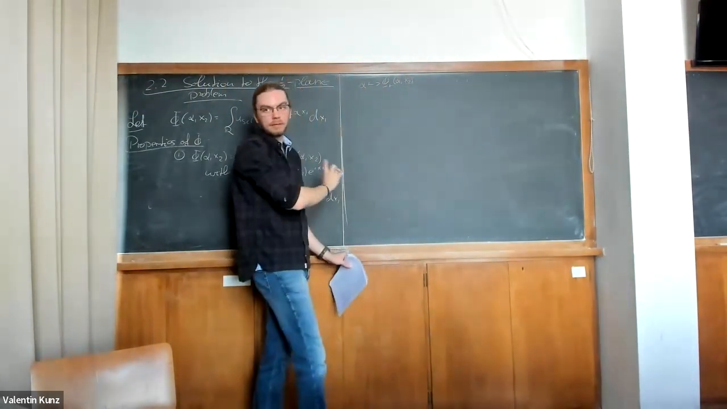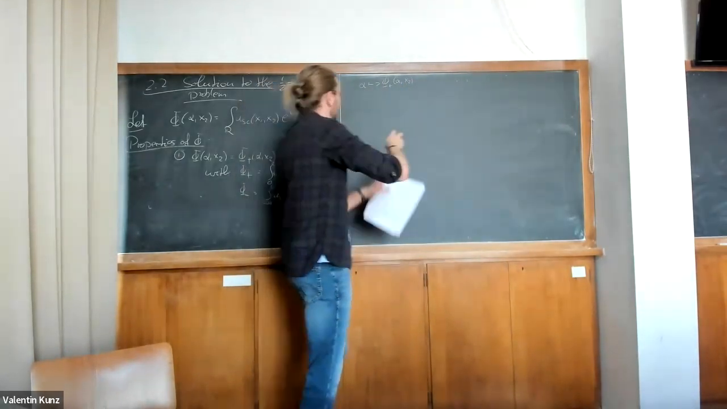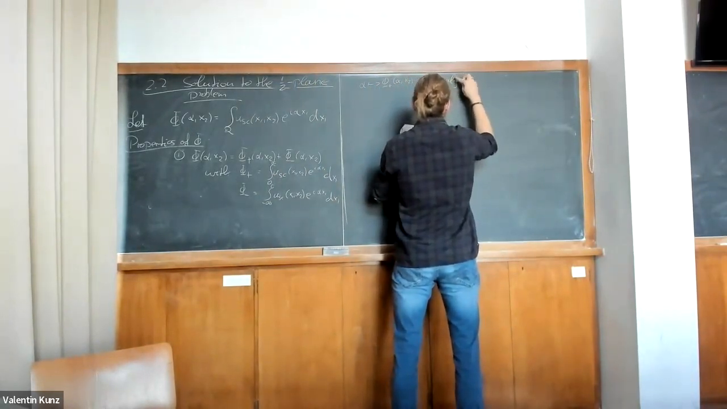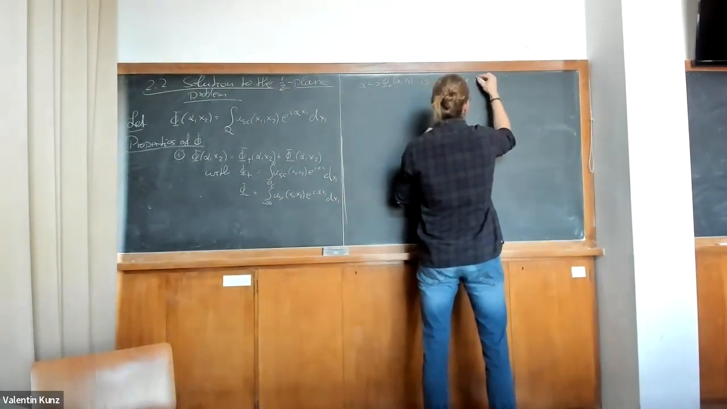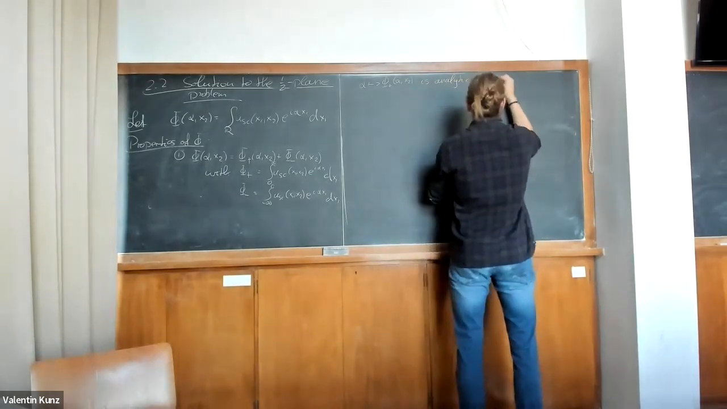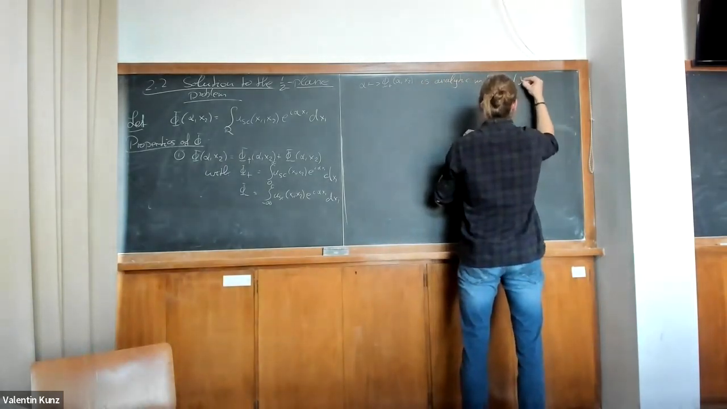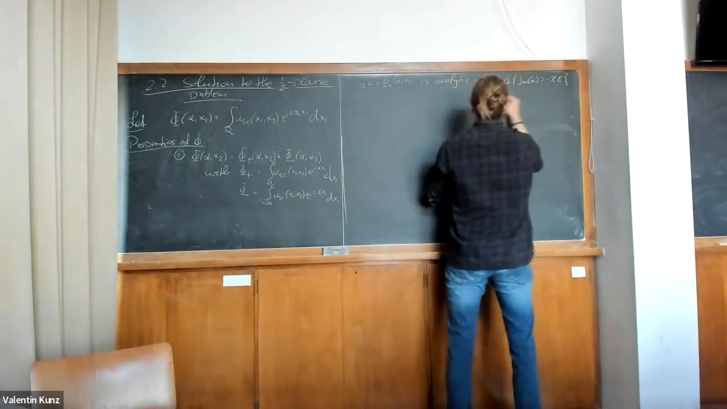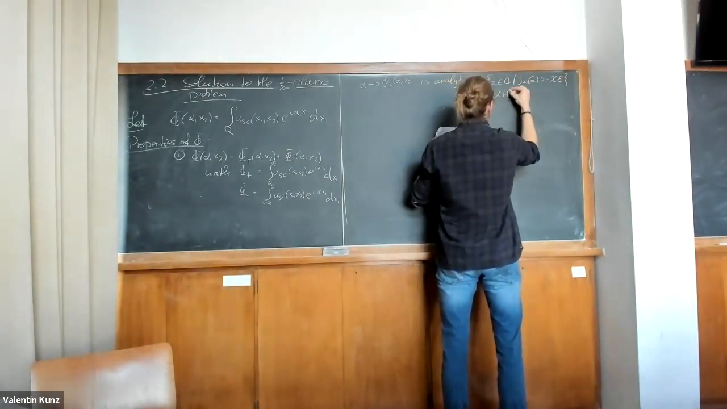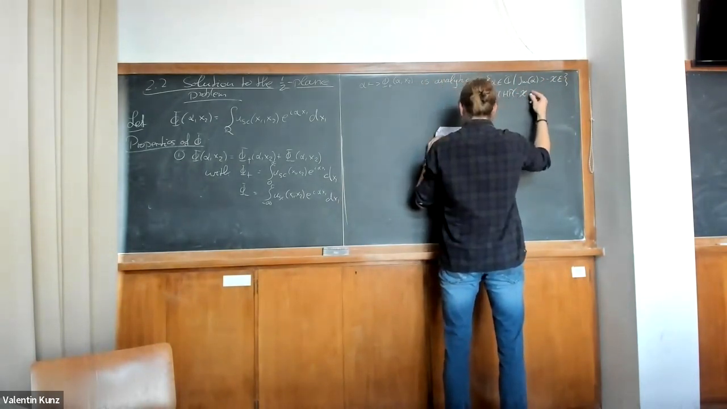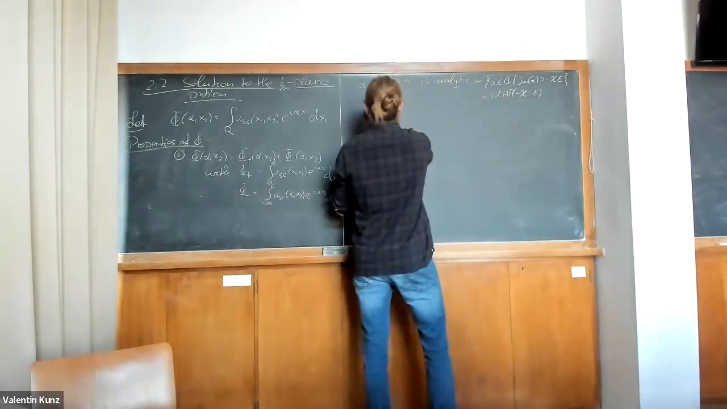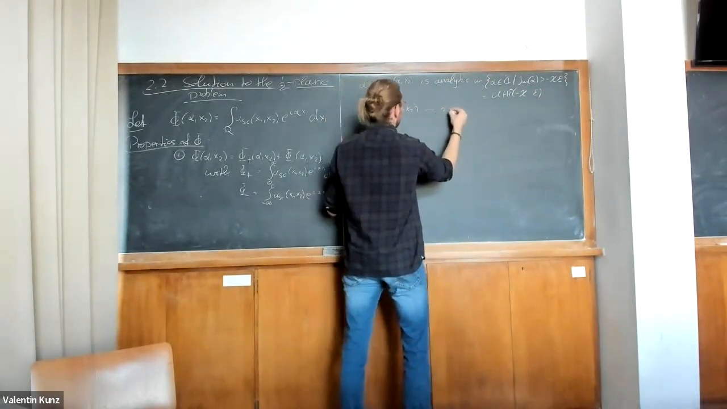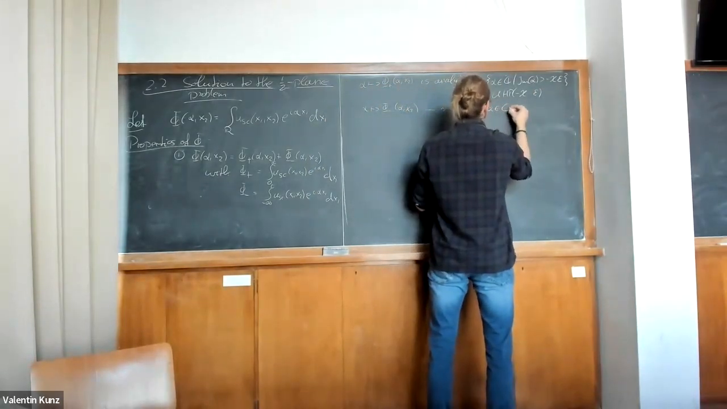If we think of x2 as being fixed, and we only look at this as a function of alpha, then this is analytic in the upper half plane, which we call UHP, and similarly, this other one is analytic in the lower half plane.